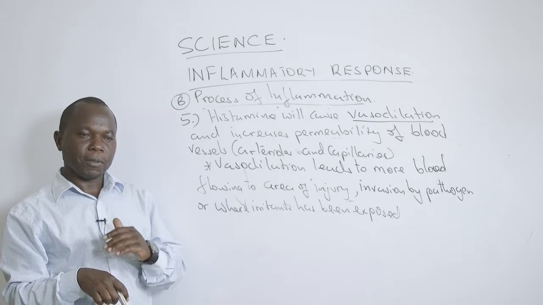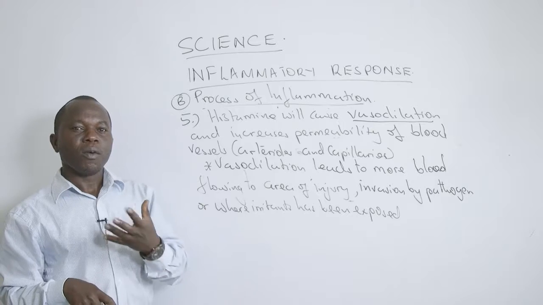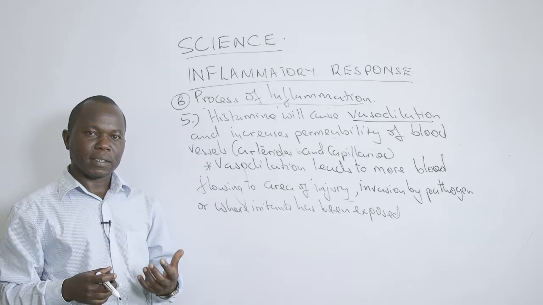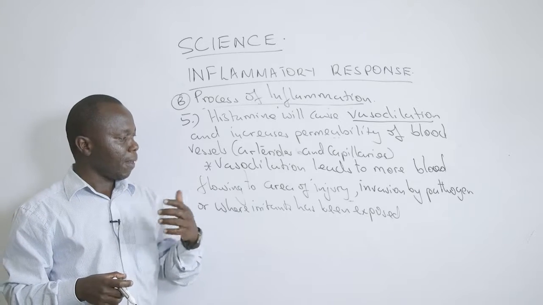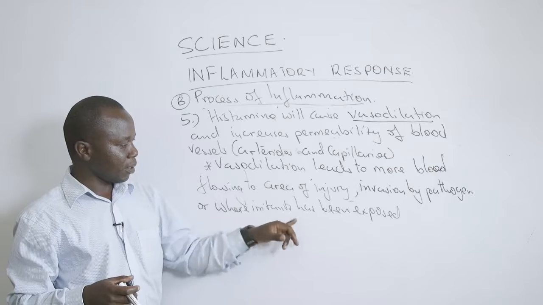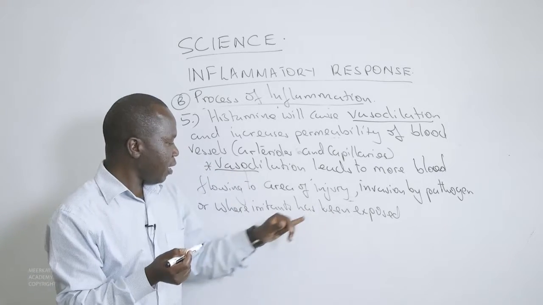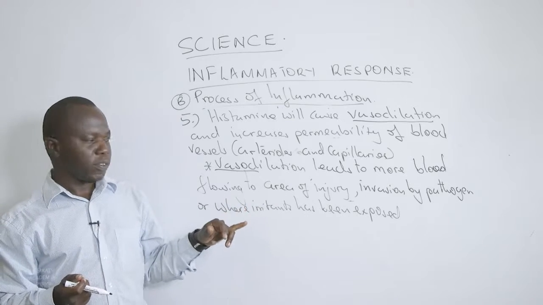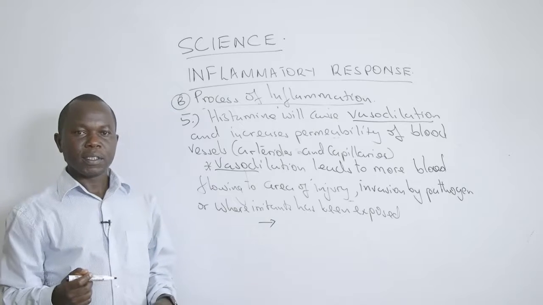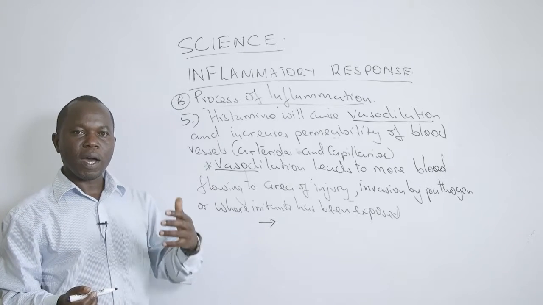An irritant could be, for instance, acid. When you put an acid on your skin, we are going to have an inflammatory response. When you inhale maybe a pungent substance like gas, what will happen? There will be inflammation. So vasodilation, more blood will flow to the area of injury. And because of that, you realize that the area becomes more red.